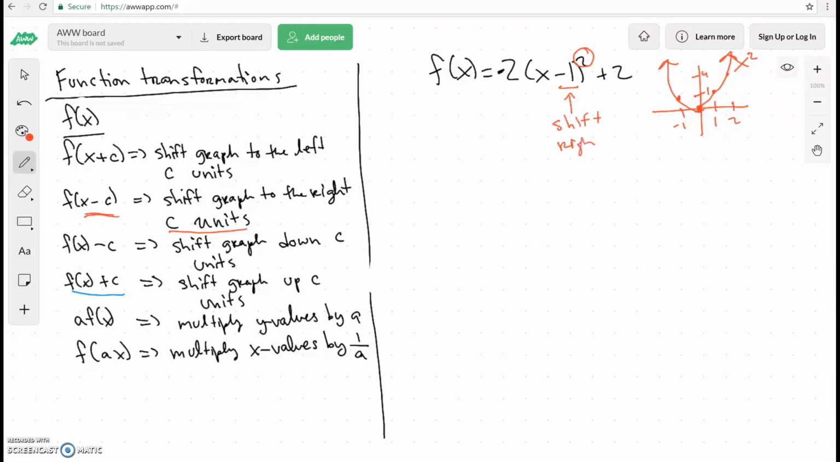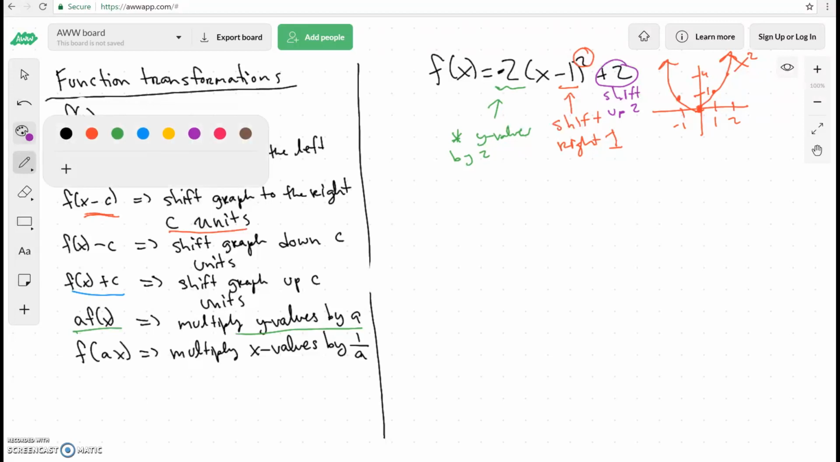Shift right, 1 unit. Okay, now something else that I see is that I have a -2. This 2 means that I'm going to multiply all the y values by a, in this case 2. And in class, we said that whenever there was a negative, there was a reflection across the x-axis. So that's something that we're going to go ahead and do. Now this last thing, this purple one, I'm going to go ahead and shift up 2.